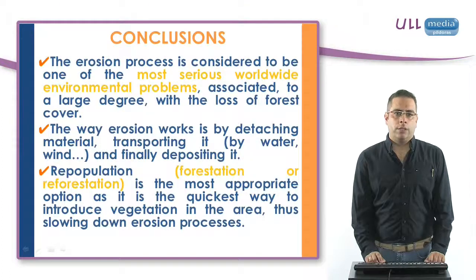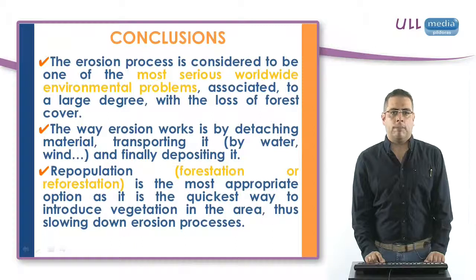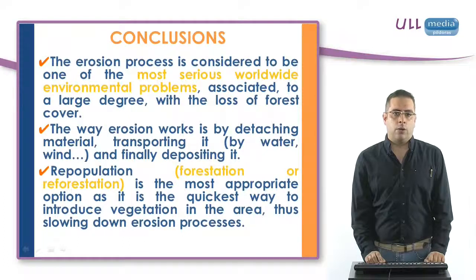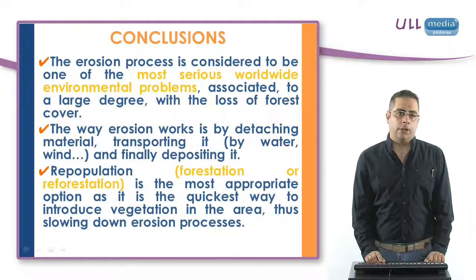Conclusion. The erosion process is considered to be one of the most serious worldwide environmental problems, associated to a large degree with the loss of forest cover. The way erosion works is by detaching material, transporting it by water, wind, and finally depositing it. Repopulation, forestation or reforestation, is the most appropriate option as it is the quickest way to introduce vegetation in the area, thus slowing down erosion process.